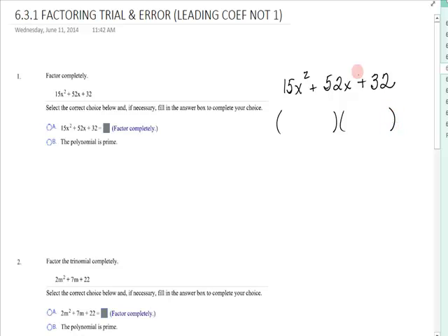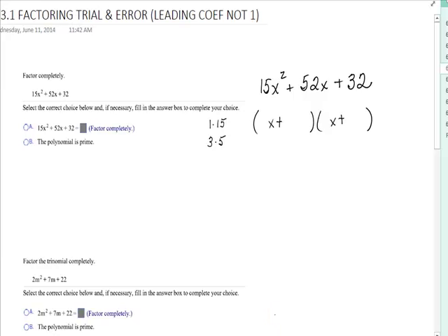Signs. We know about the signs. If the last sign is positive, then it is either plus plus or minus minus. Since this is plus, I know it's plus plus. I know that I will need an x and an x to get the x squared part of that leading term. But things are different now. It's not just x times x to get x squared, it's something times something to get 15x squared. And right now, I am not sure whether I will do 1 times 15 or 3 times 5. I don't know which combination.